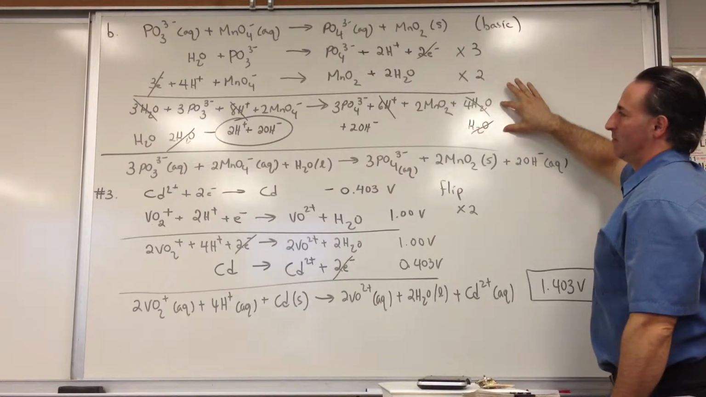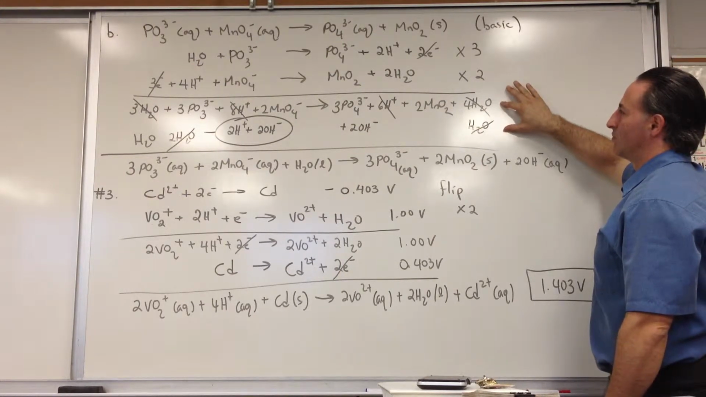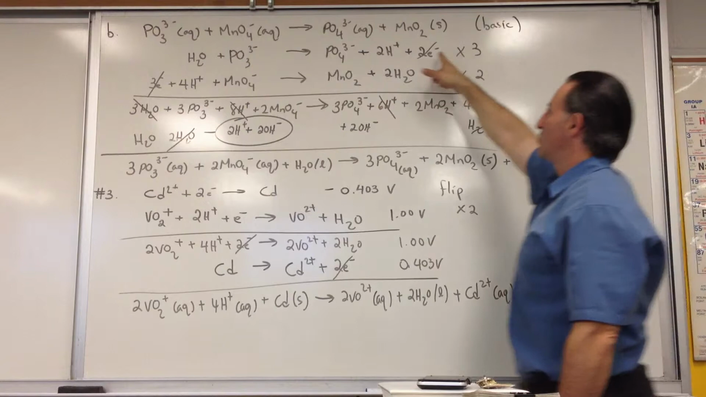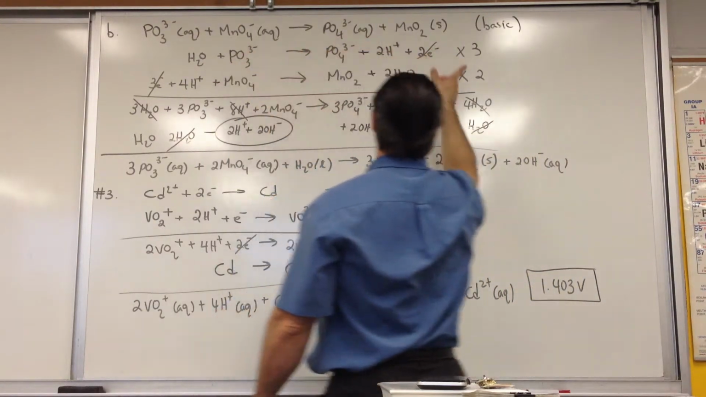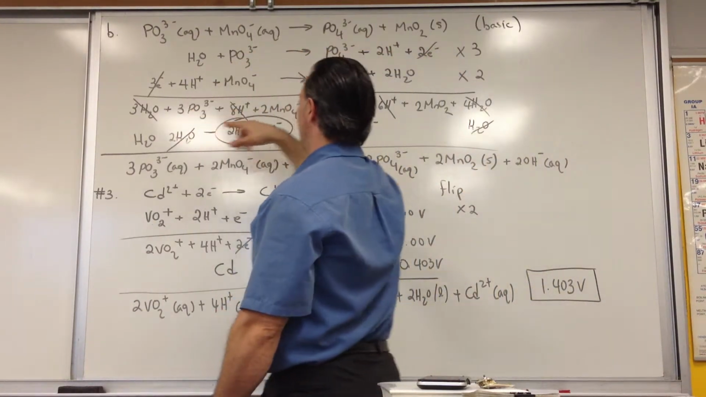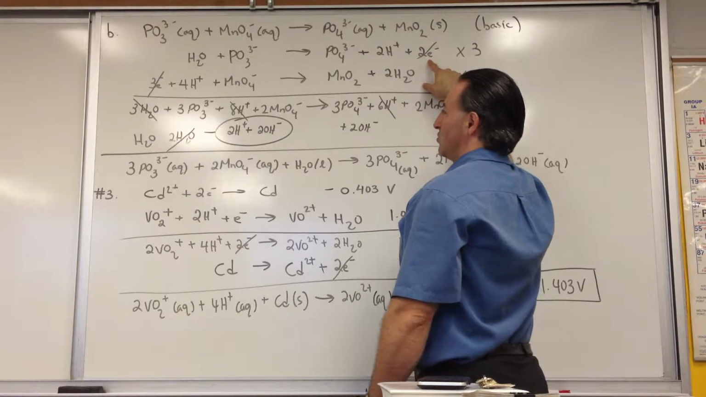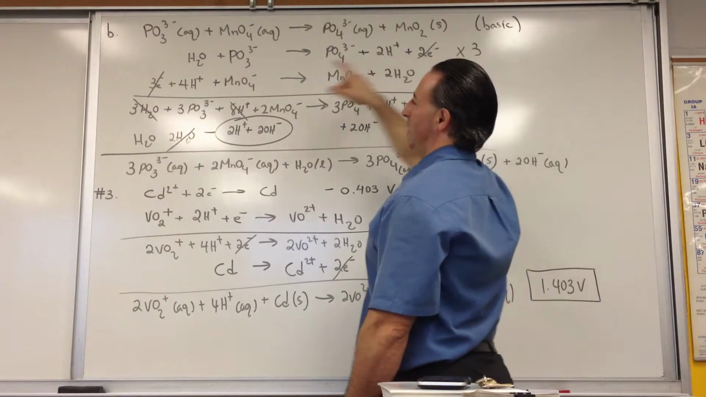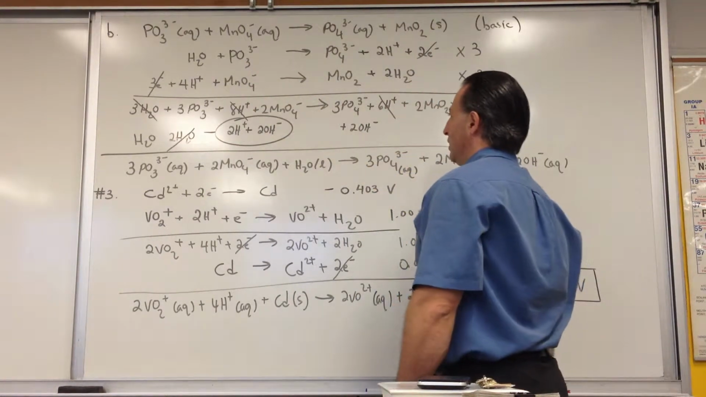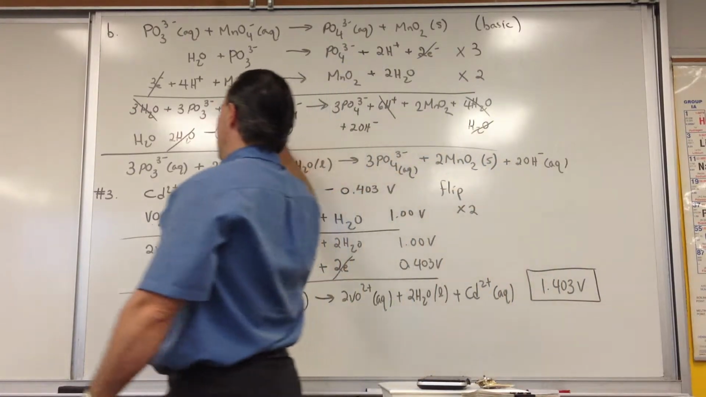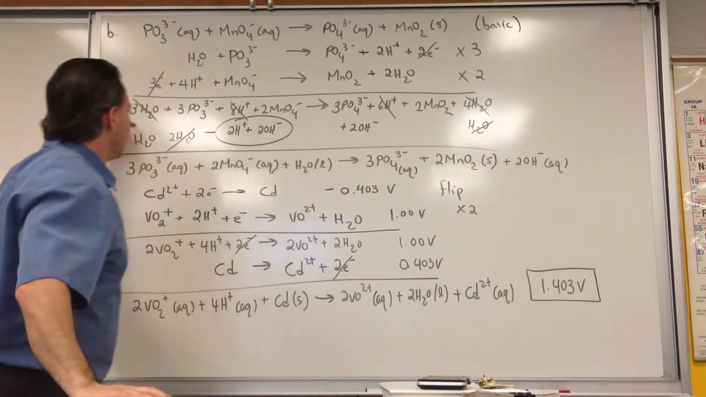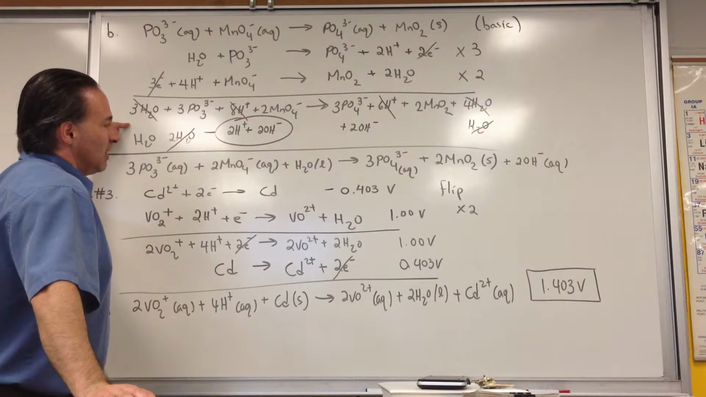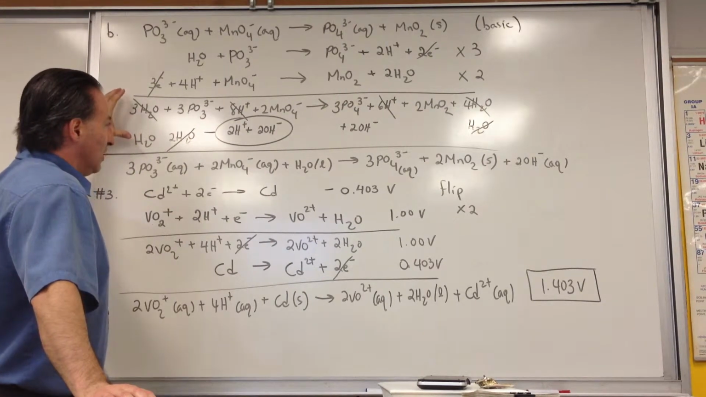We write the result below. So everything in this whole line is multiplied by 3. Everything in this whole line is multiplied by 2. And that allows us to eliminate the electrons, because you'll get 6 electrons on the right, 6 electrons on the left. I write the result over here, and then I proceed to balance it under basic conditions, even though I have the answer for acidic conditions.